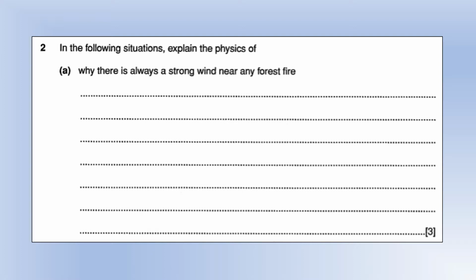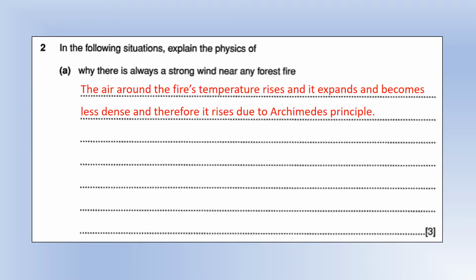In the following situations, explain the physics of why there is always a strong wind near any forest fire. Okay, so first we have to think about what happens to the air right next to the fire. The air around the fire will rise in temperature, and because its temperature rises, it's going to expand and become less dense. And because it's less dense, it's going to experience an upthrust or a buoyancy force pushing it upwards. So we're just using Archimedes' principle. So that's why hot air rises, its density goes down, so then it experiences a net force upwards.